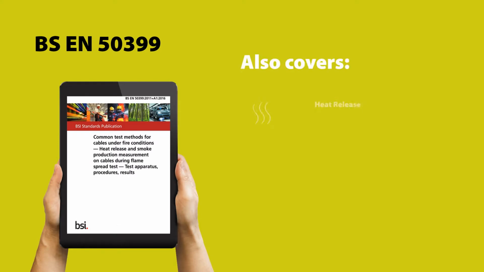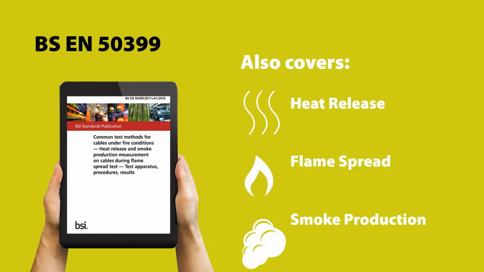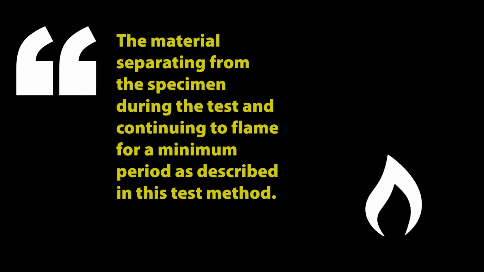BS EN 50399 also tests for flame spread of a group of cables on the vertical ladder rack for classifications of C and above. It calls for the fall of flaming droplets or particles to be recorded, usually by video, within the full 1200 seconds or 20 minutes of the test, and analyzes the droplets or particles that reach the floor of the test chamber.